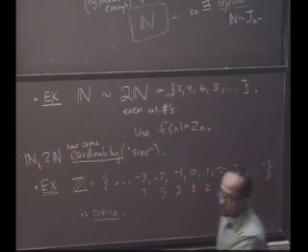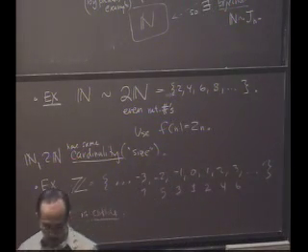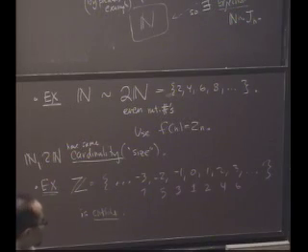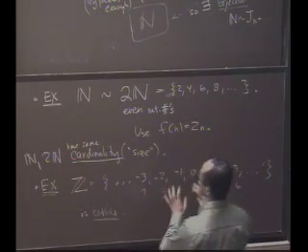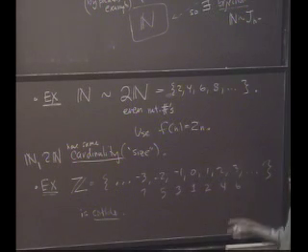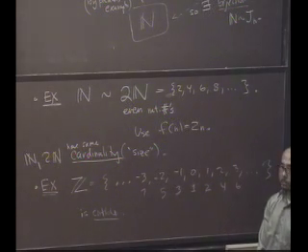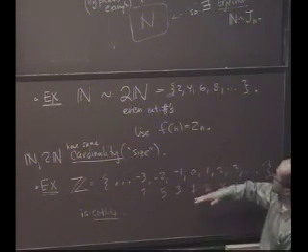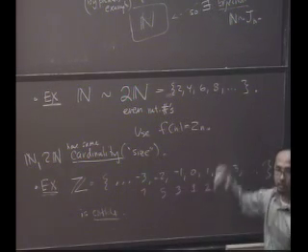Z is countable. 2n is countable. The set of even integers is also countable. Can you see how to show that the even integers, minus 6, minus 4, minus 2, 0, 2, 4, 6, is going to be countable? Yeah, in fact, you could use this idea and this idea, a combination, right?